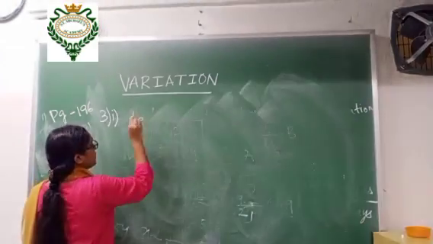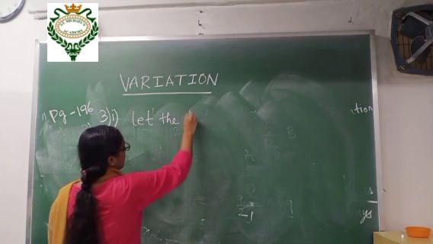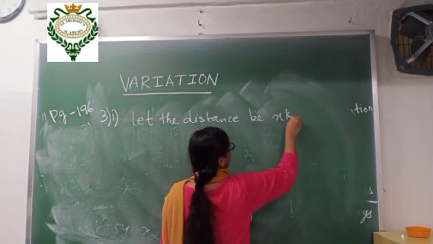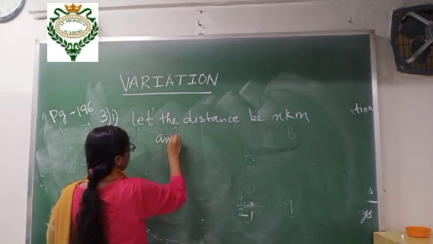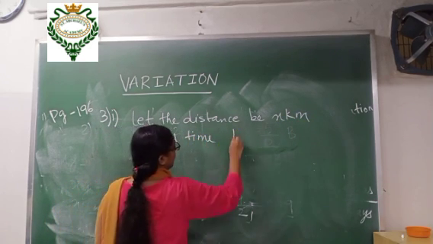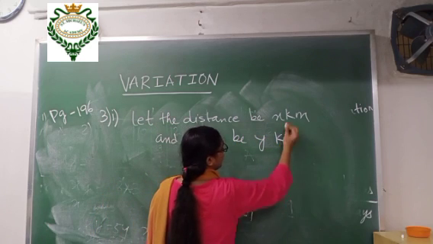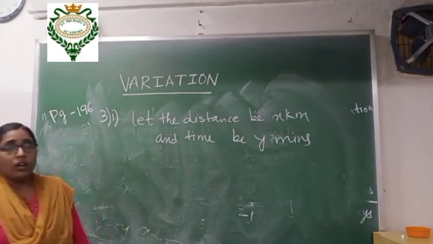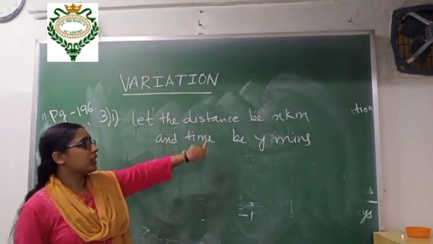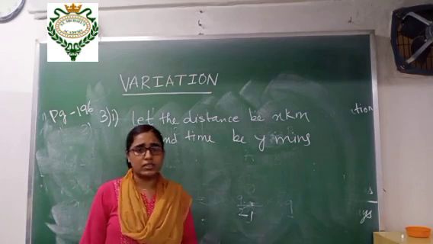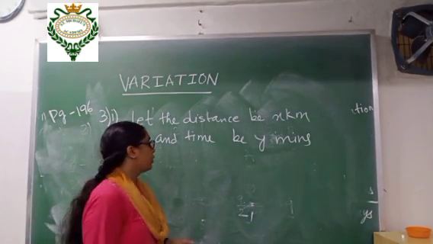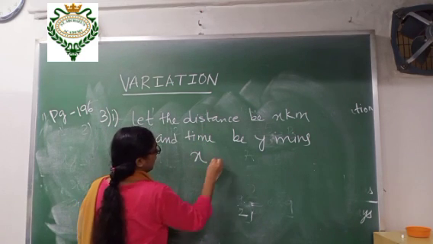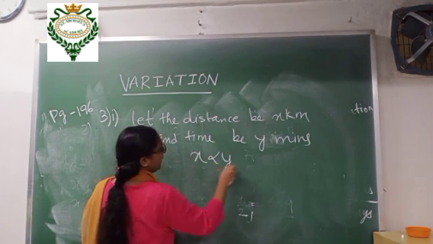So what will I write first? First we have to write, let the distance be x kilometer and time be y minutes. Sorry, y minutes. Now you have to understand what the relation between distance and time is. As we know, when you increase the distance, time will also increase. So the relationship between distance and time is a direct relationship. So write x varies with y.